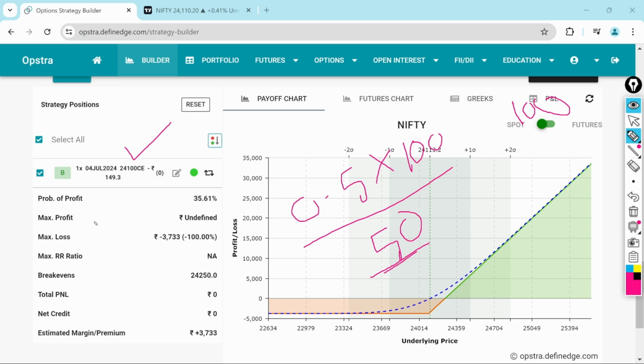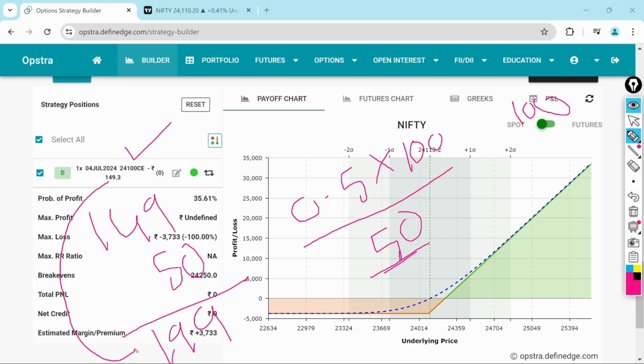Currently it is trading around 149. If you add these 50 points, it will become 199. So if the market moves 100 points from where it is currently, then this option premium will increase from 149 to 199 because it has a delta of 0.5.